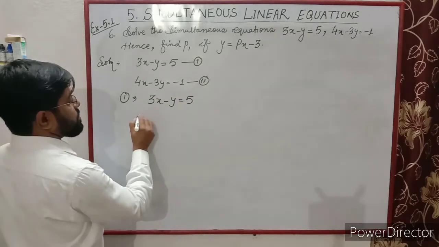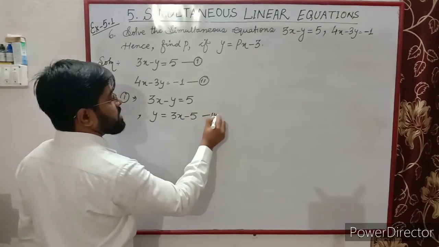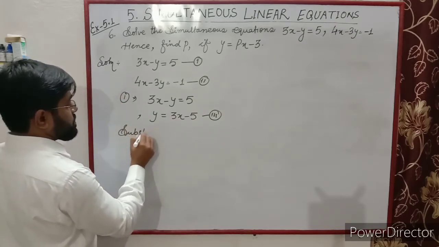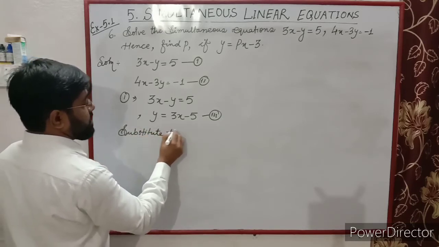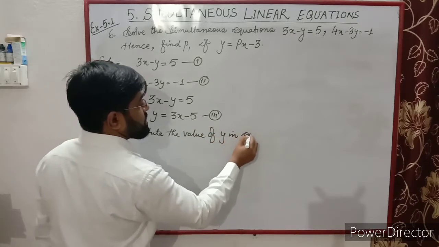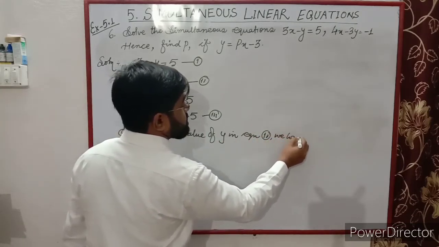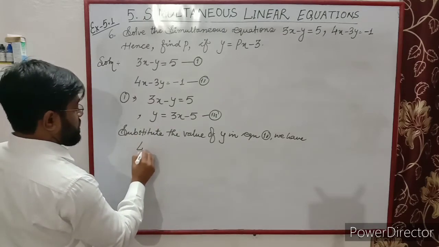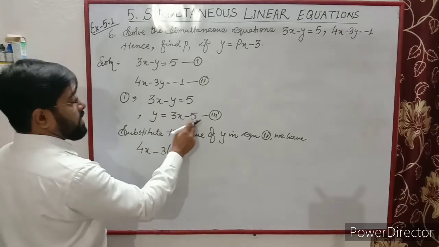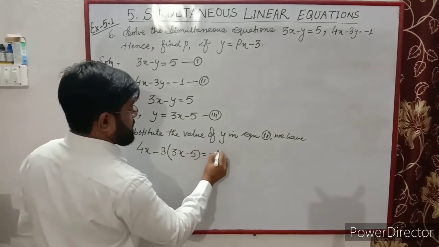After arranging the terms, we have y is equal to 3x minus 5. We assume equation number third. Now substitute the value of y in equation second. We have 4x minus 3y. The value of y is 3x minus 5. 4x minus 3 times 3x minus 5 is equal to minus 1.